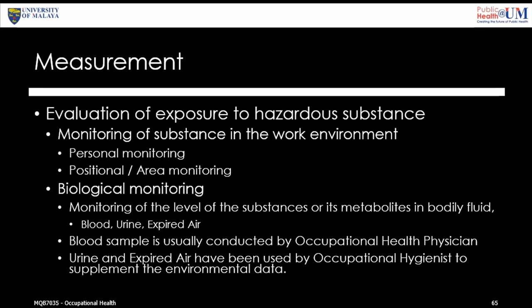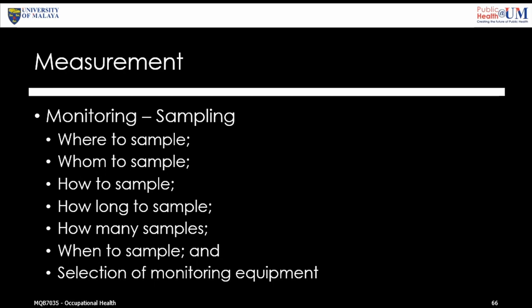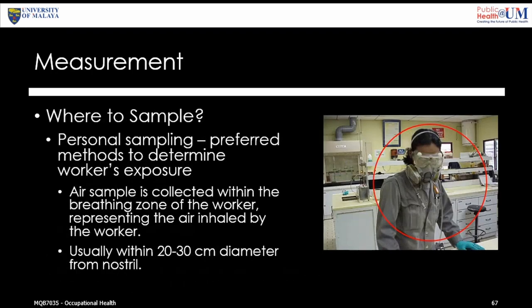All right, so that's why it's called exposure monitoring, using biological monitoring as a form of exposure monitoring, especially for chemicals, volatile organic compound chemicals that have basically a biological level that you can get, all right, for 8-hour exposure. So: where to sample, whom to sample, how many samples to take, how long to sample, when to sample, that means what time you want to do sampling, and selection of monitoring equipment. So where to sample, so personal monitor is the preferred method to determine the personal exposure.